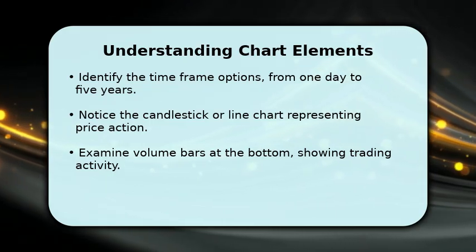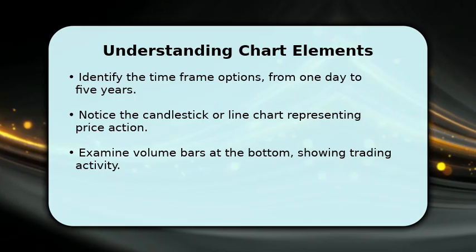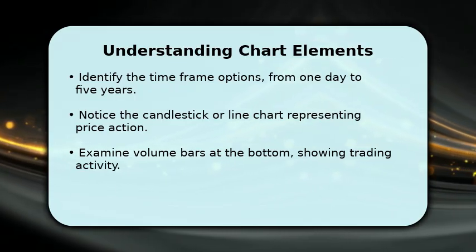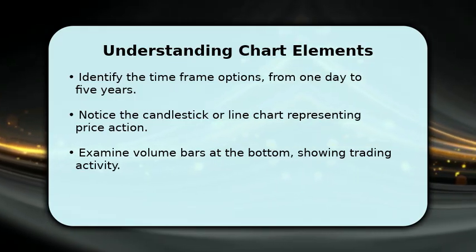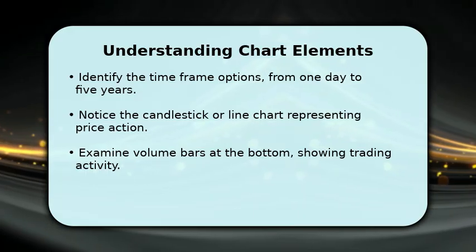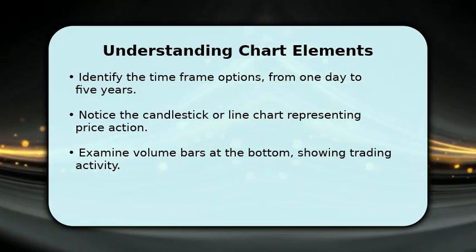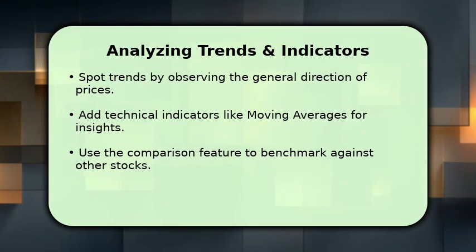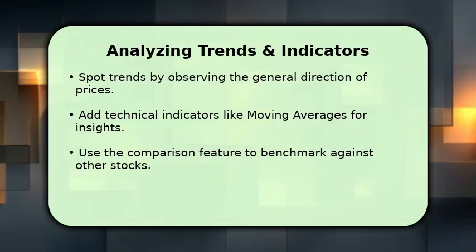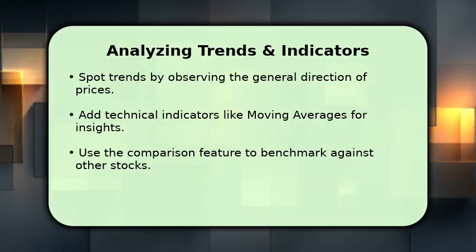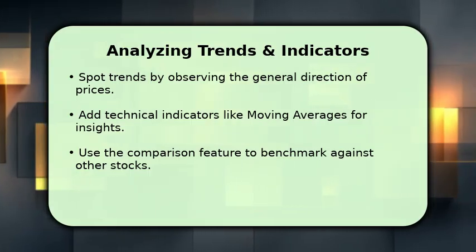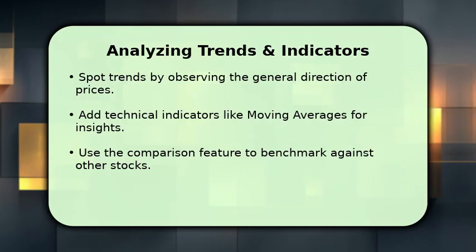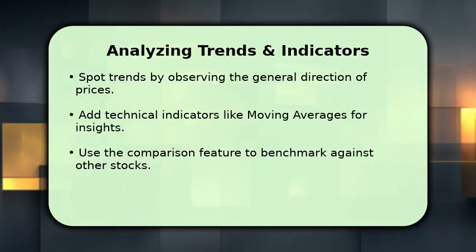Below the main chart, volume bars indicate how many shares were traded during each period, offering insight into market interest. Understanding these basic components is crucial for effective analysis. Now, let's analyze trends and use indicators. Look for the overall direction of the price movement to identify uptrends, downtrends, or sideways consolidation.